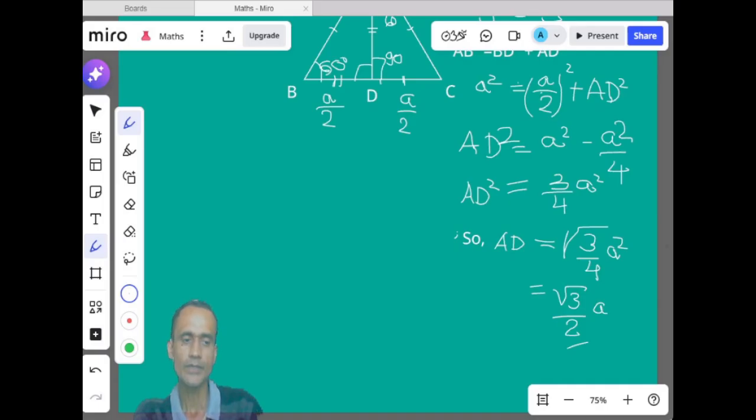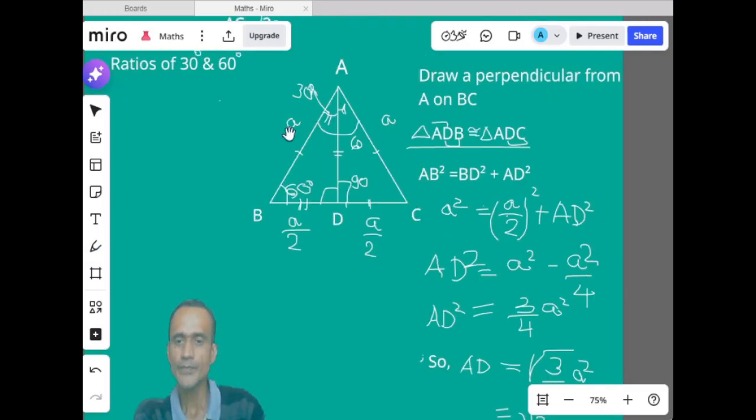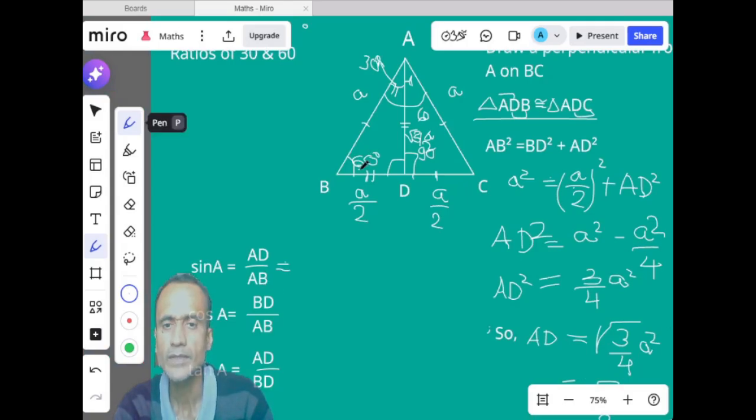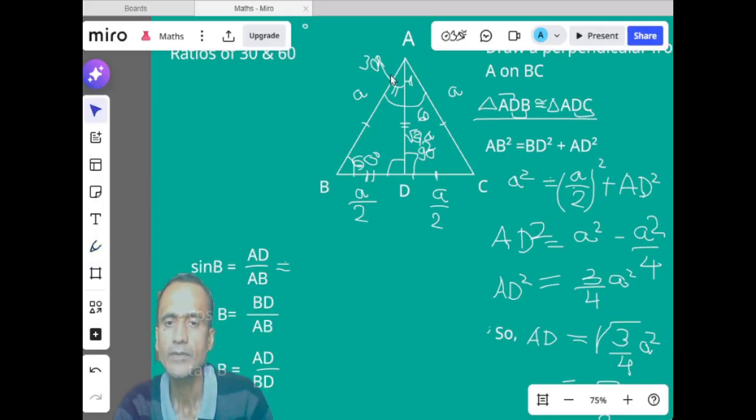Now we have got the values of each side of the triangle ABD. This is root 3 by 2 a. So now let us find out the various trigonometric ratios.